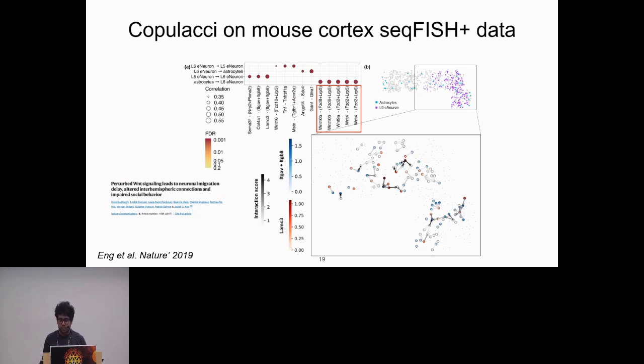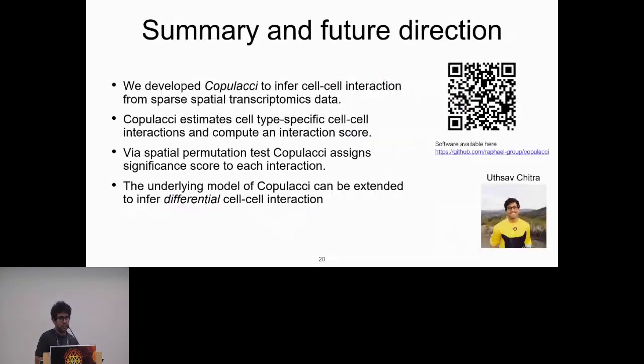To summarize, this is implemented in Python, and the tool is known as Copulachi. What it does is that it can take in a spatial data set. It can find interactions from one cell type to another cell type. It can produce the interaction score and assign a p-value. And hopefully on sparser data sets, it would perform better than existing methods, which rely on distributional assumptions when it comes to count data sets.